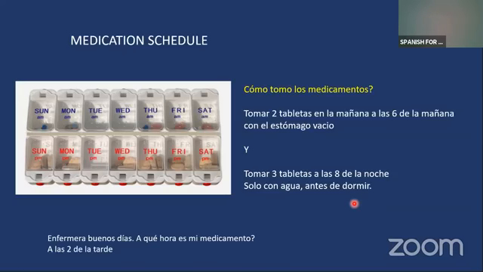So let's read it again. Tomar 2 tabletas en la mañana a las 6 de la mañana con el estómago vacío, with empty stomach. Tomar 3 tabletas a las 8 de la noche. A las 8 de la noche, that means 8 p.m. Only with water, solo con agua, before sleep, antes de dormir.